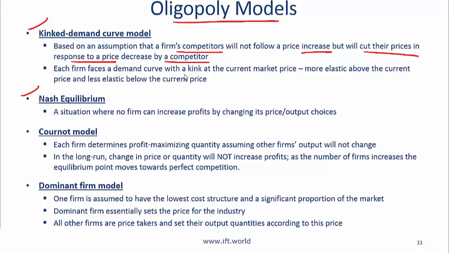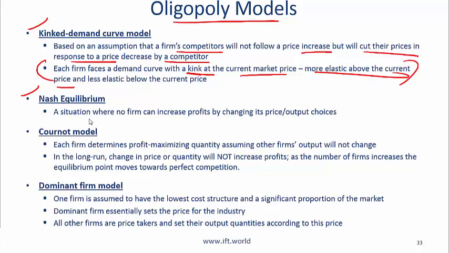Each firm faces the demand curve with a kink at the current market price, and the demand curve is more elastic above the current price, because if you increase your price, then your demand will fall a lot. Your competitor is not increasing, so your demand will fall a lot. But if you decrease your price and the competitor also decreases price, then the impact on quantity demanded will not be as much. So that explains the comment here.